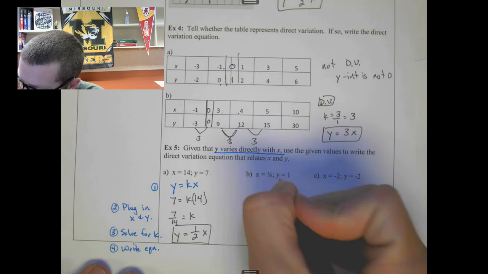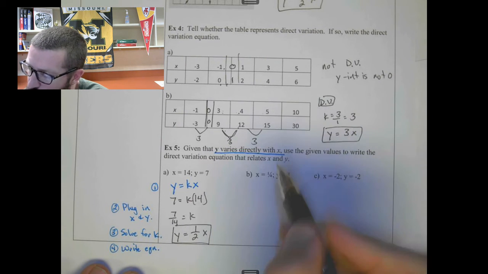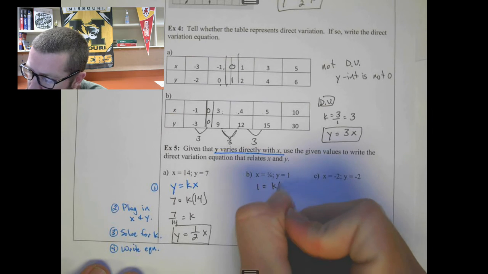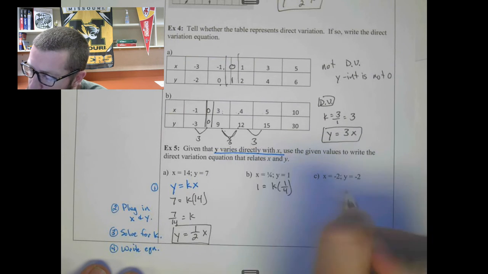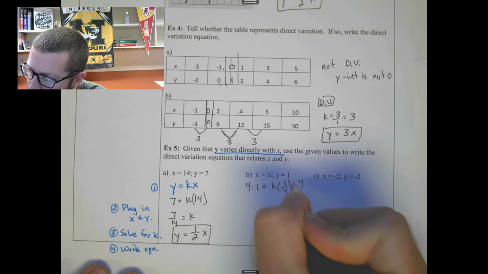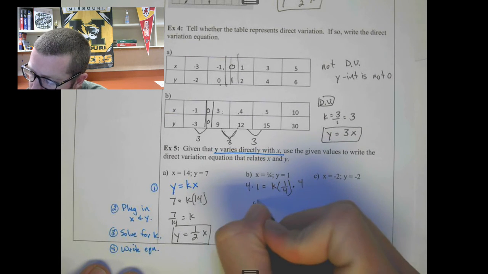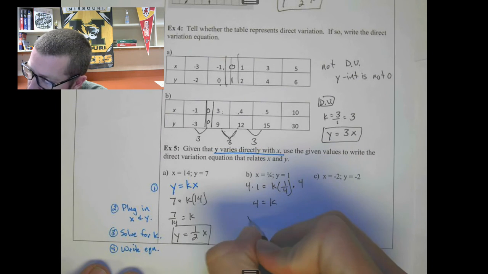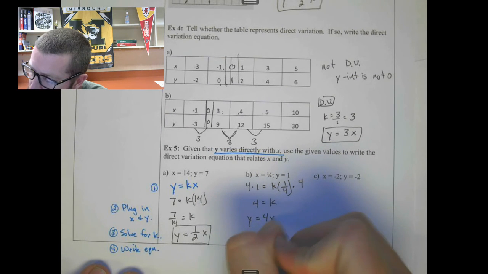Okay, so we got a fraction here, which is a little funky, but once again, we know it varies directly with x, so we're going to say y is equal to k times 1/4. So we're going to multiply by 4 on both sides to get rid of that 1/4, and so 4 is equal to k. And so your equation is y is equal to 4x.